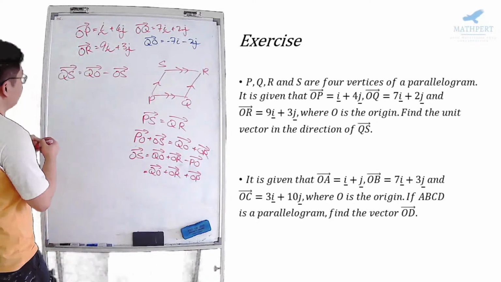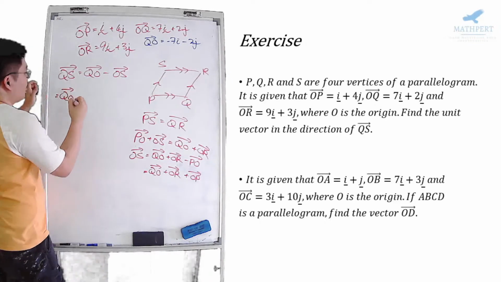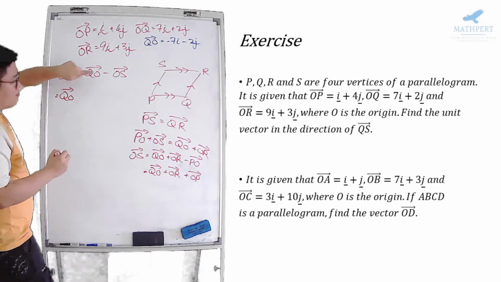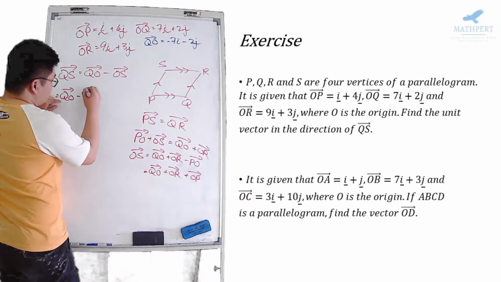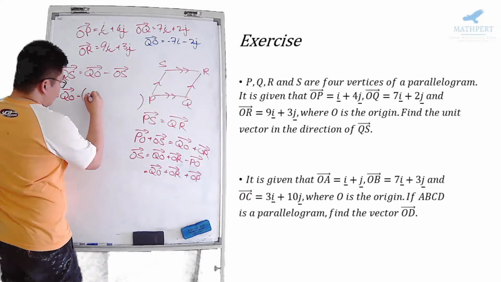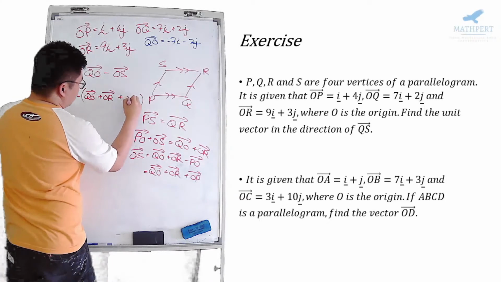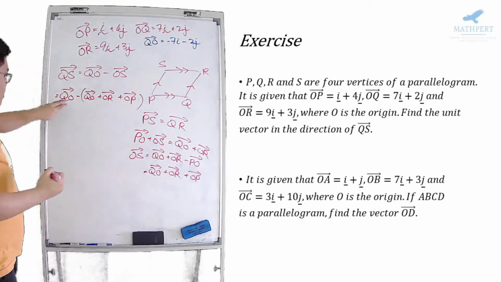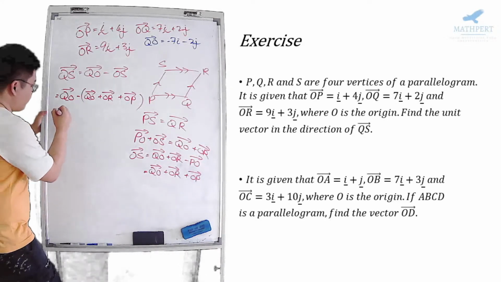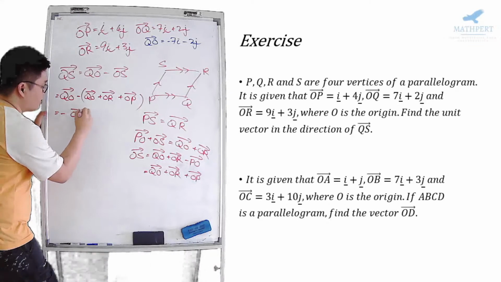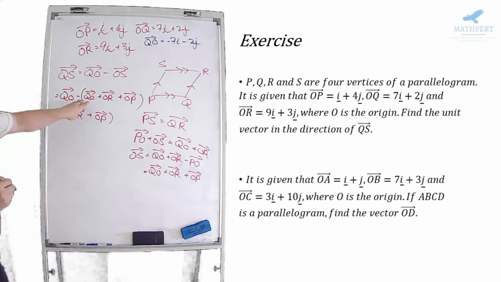From here I can say QS is equal to OQ minus OS. OS is equal to all this. So minus bracket QO plus OR plus OP. QO minus QO, gone. So the balance I have is minus bracket OR plus OP. Do not forget your bracket.